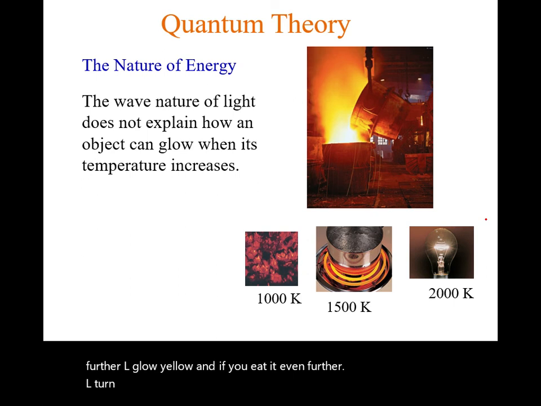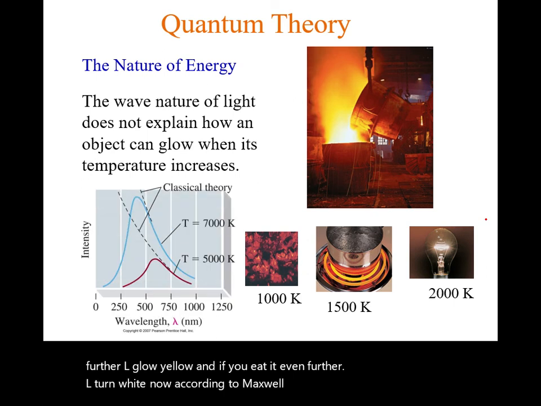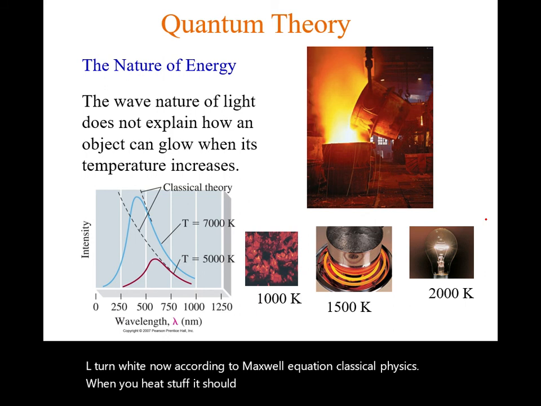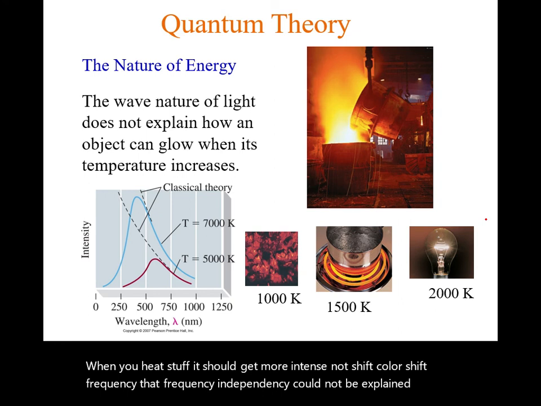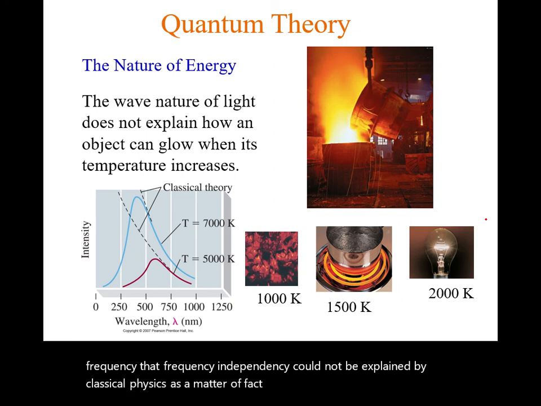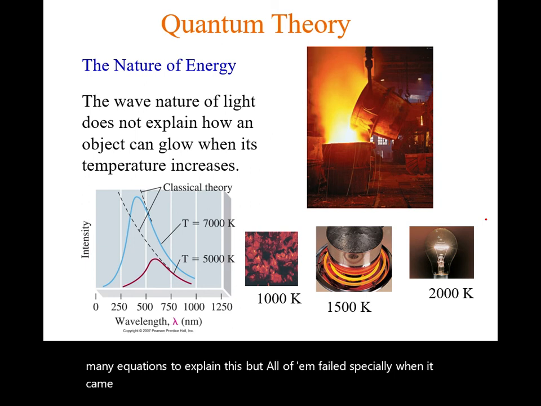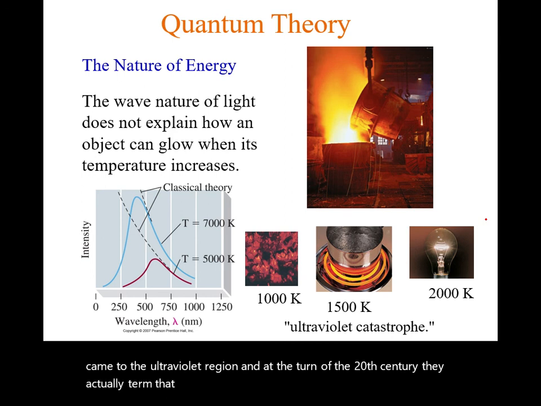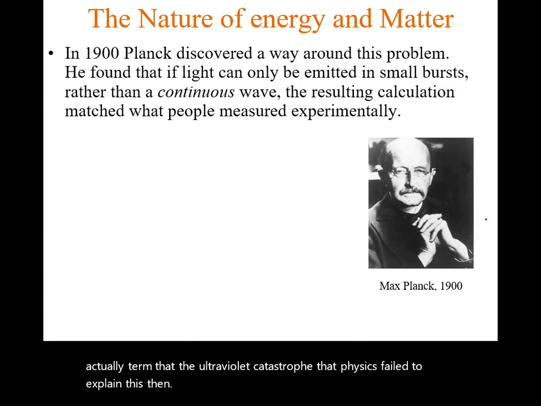Now, according to Maxwell's equations, classical physics, when you heat something, it should get more intense, not shift color, or shift frequency. That frequency dependency could not be explained by classical physics. As a matter of fact, they tried to come up with many equations to explain this, but all of them failed, especially when it came to the ultraviolet region. At the turn of the 20th century, they actually termed that the ultraviolet catastrophe, that physics failed to explain this. Then Max Planck proposed a solution to that problem.